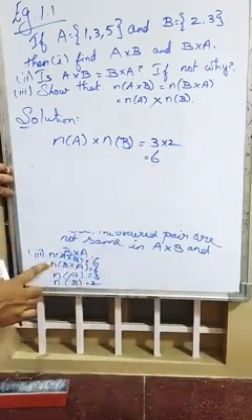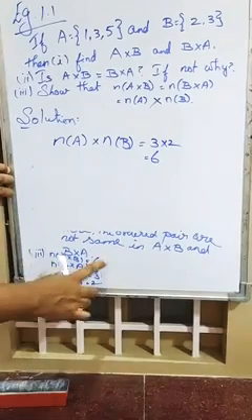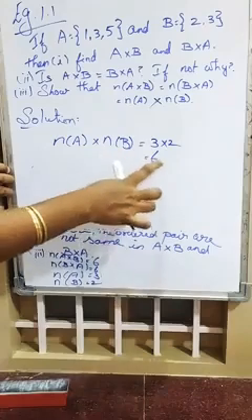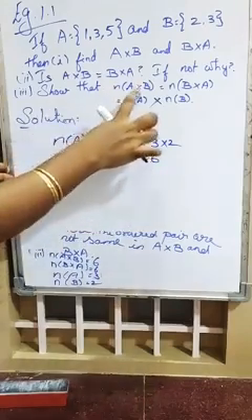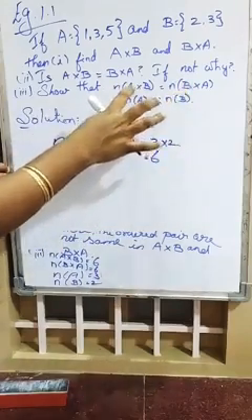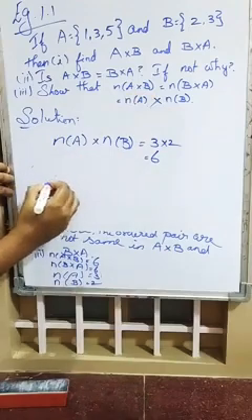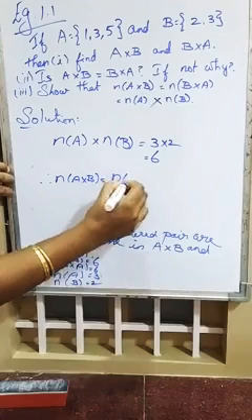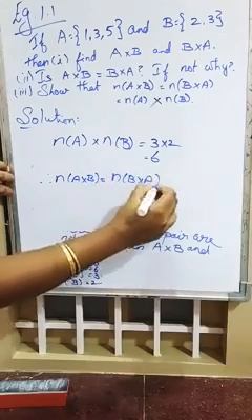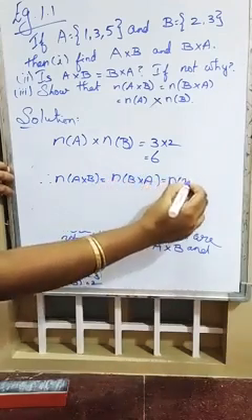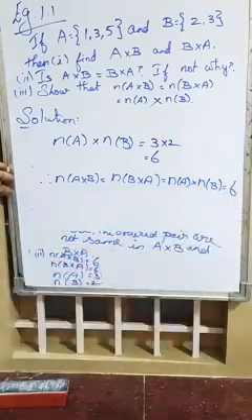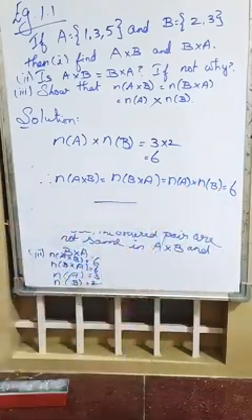Now, check here: n of A cross B is equal to 6, n of B cross A is equal to 6, n of A into n of B is also 6. Therefore, these three are the same. Therefore, n of A cross B is equal to n of B cross A is equal to n of A into n of B is equal to 6. That's all.